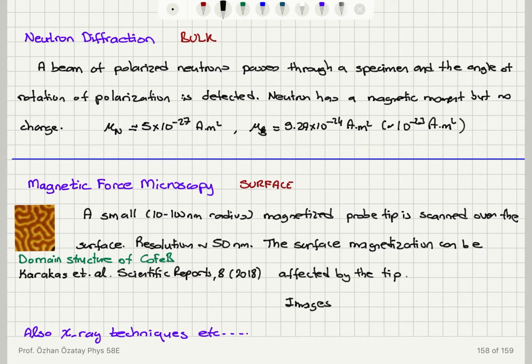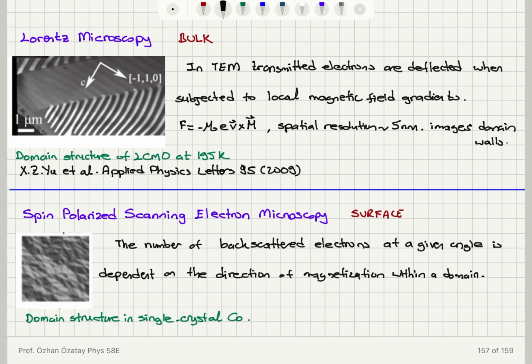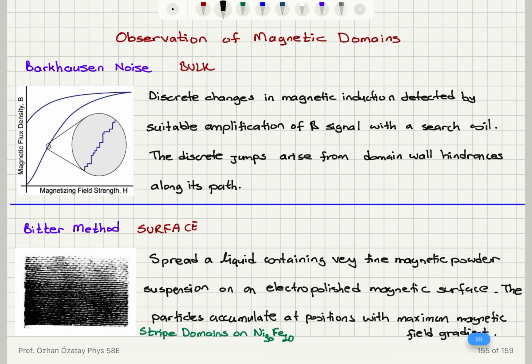This method images not the domains but domain walls, because we see the variations in the frequency and phase in large magnetic field gradients. Other techniques that work in transmission mode, for example, X-ray techniques with very good resolution, can be used, XMLD, XMCD, etc. There are numerous other methods, but these are the ones in common use most of the time. So let's review these techniques.